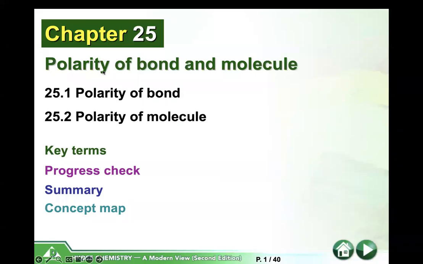For this chapter, it is talking about the polarity of bond and then the polarity of molecules. We have to know that if the bond is polar, then it may affect the molecules to be polar, but it is not a must. We will think about the case. However, we start with the polarity of bond first.